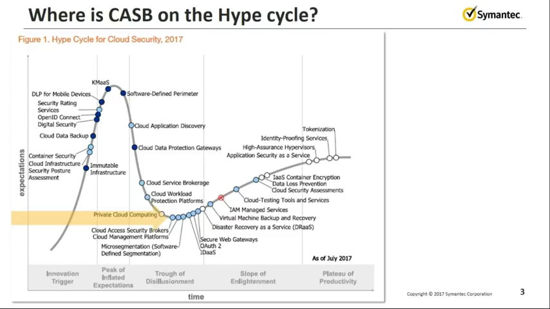And in July 2017, CASB, where the arrow is, was at the trough of disillusionment with 2 years to plateau of productivity. So we're about halfway through the slope of enlightenment as far as Gartner would say. What that means is the CASBs are starting to deliver real value over certain use cases. And those use cases are the ones that we're going to be talking about today. So we're just going to talk about stuff that could deliver.